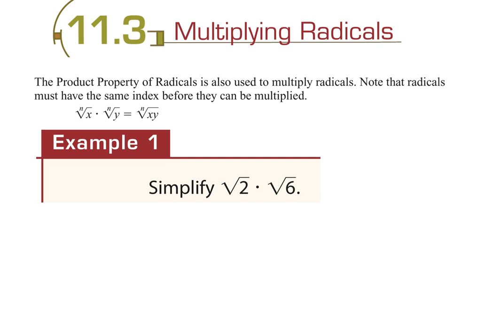The product rule of radicals. If radicals have the same index, all right, so first step, if they do not have the same index, you can't just randomly multiply them. But if they do have the same index, then if you are multiplying radicals, you simply multiply what is inside the radical. So if I have the square root of 2 times the square root of 6, I am going to get the square root of 12. It's just simply the square root of 2 times 6.